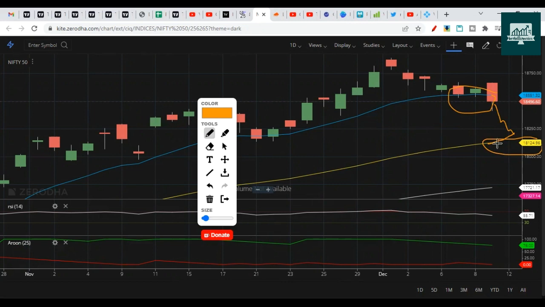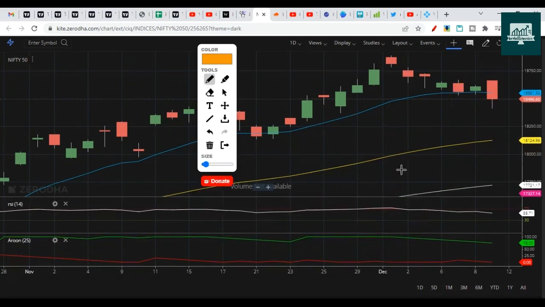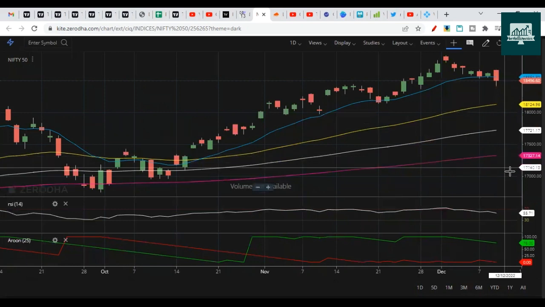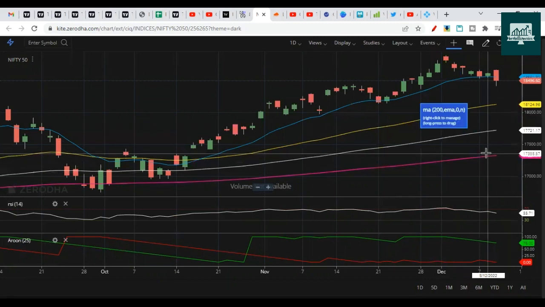If it drops sharply, then it can even break this and move towards 100 EMA, which is somewhere near 17,700 to 800 zones. Below this, we have 200 EMA near 17,300. So let's see if it goes down towards these or not.